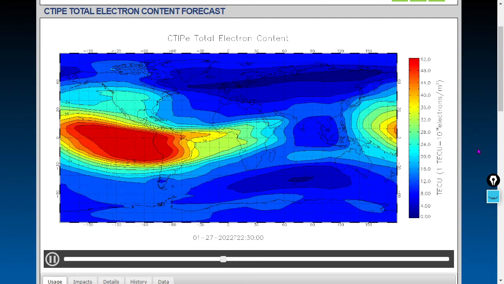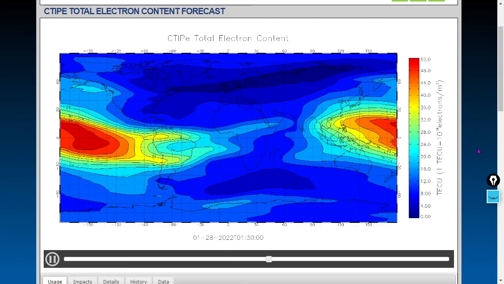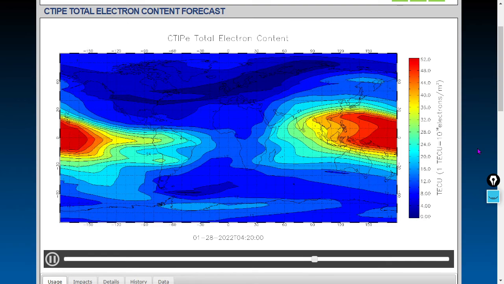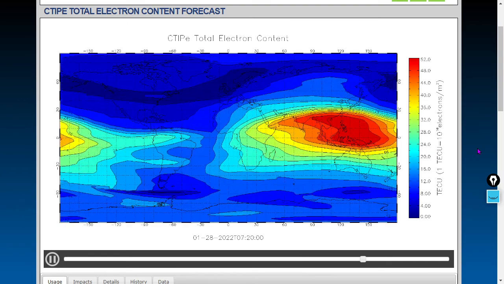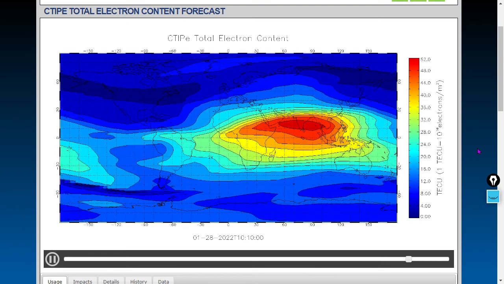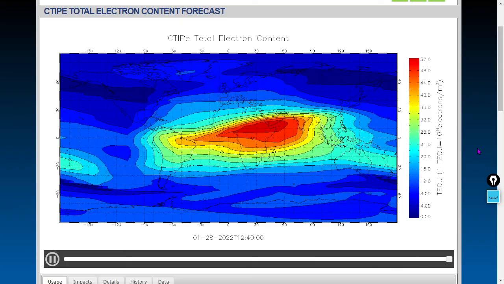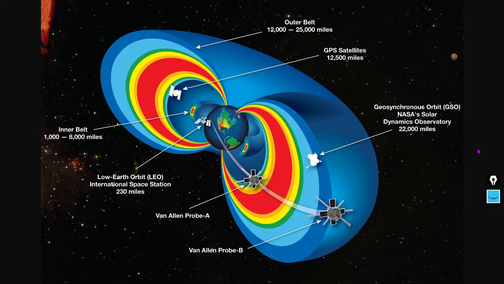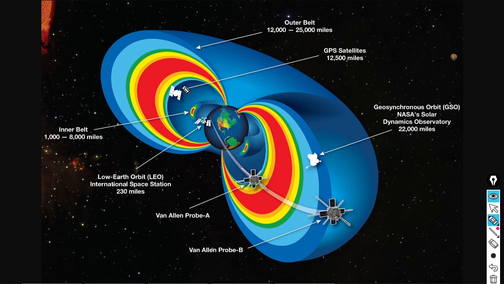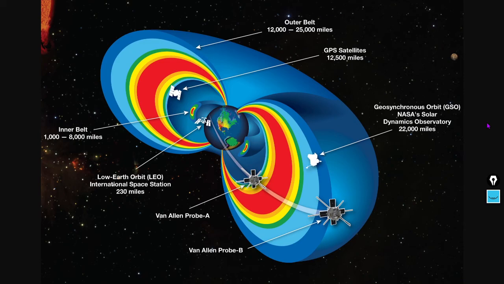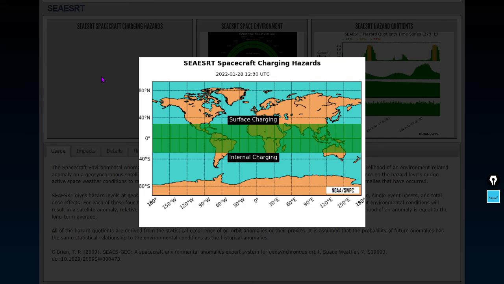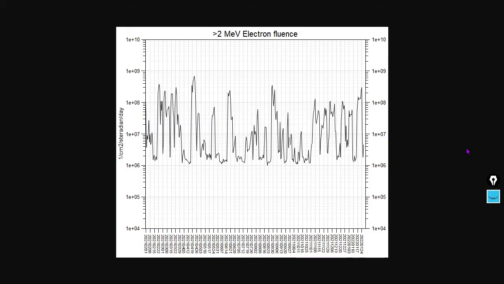We see some anomalies here over North America, over Antarctica. So some anomalies there in the total electron content forecast. What you were looking at there is the area between your GPS satellite and your handset. So the plasmasphere and the inner Van Allen belt are where those electrons are located. No charging hazards at the moment, so no likely communications errors or satellite breakdowns.